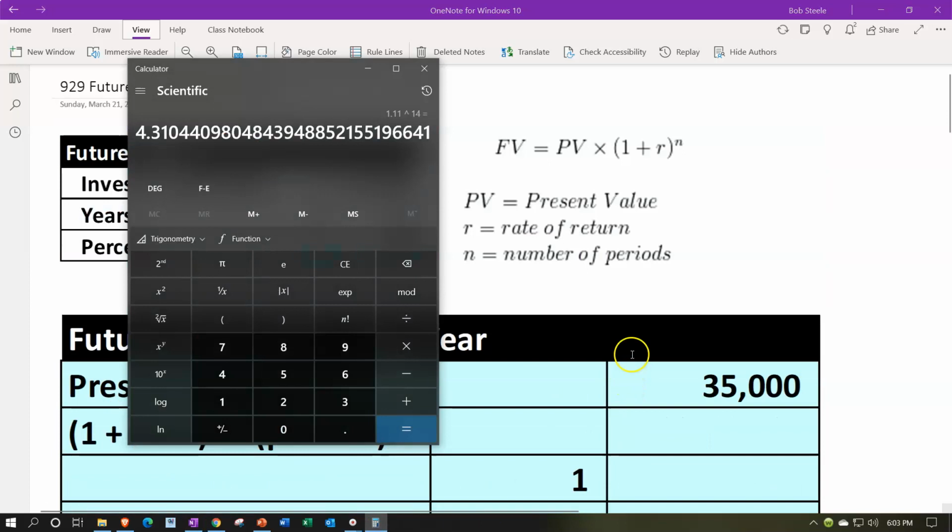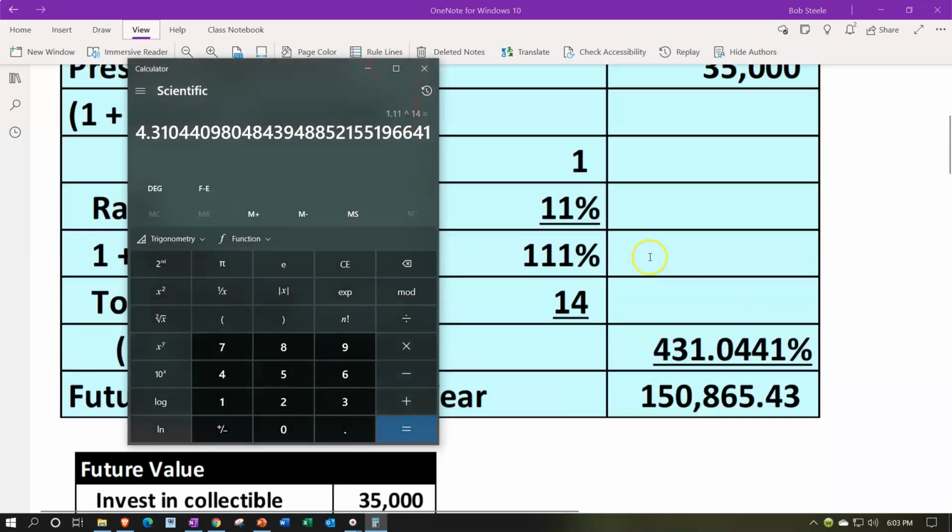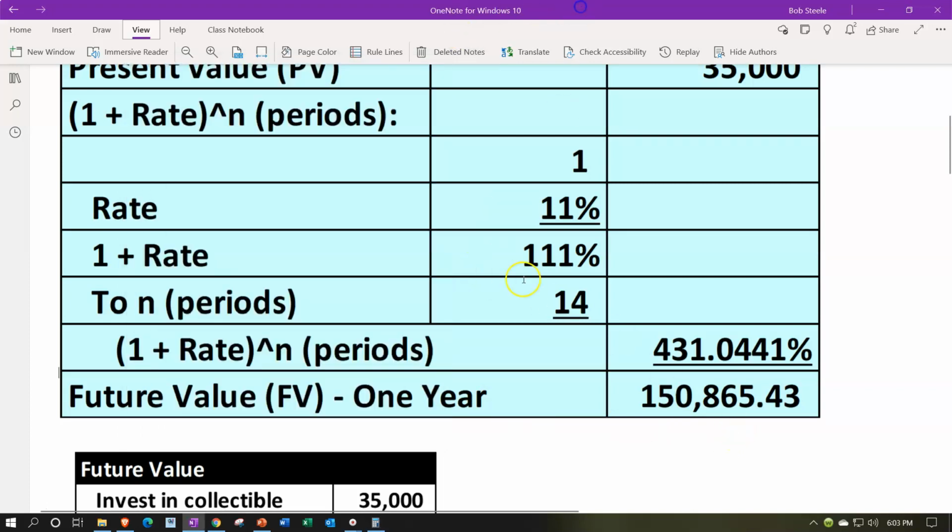So now that we have those two items, we can multiply these two out now. The 35,000 times this amount is going to be about 150,865, and so on. So there we have that.